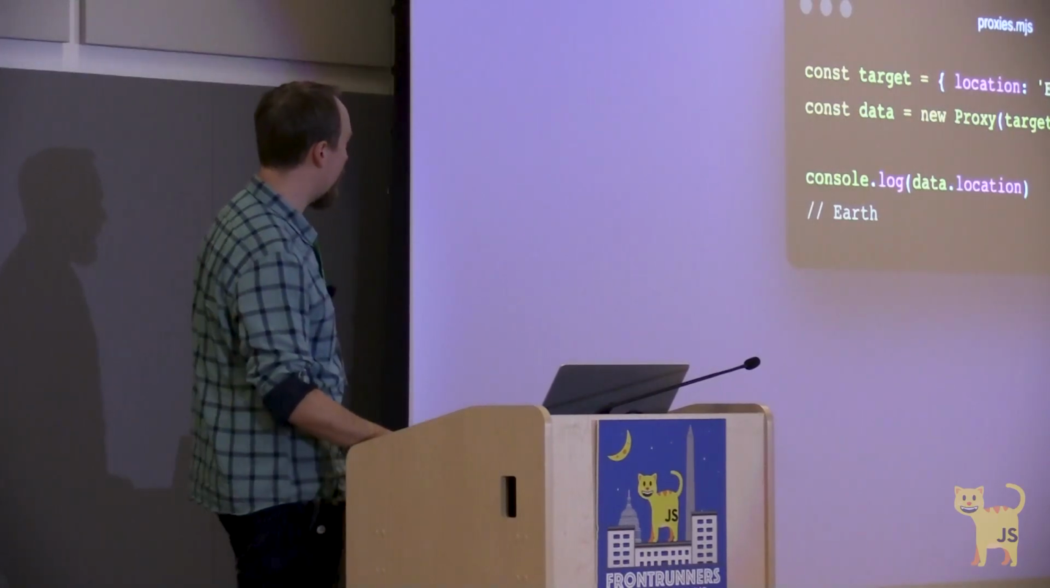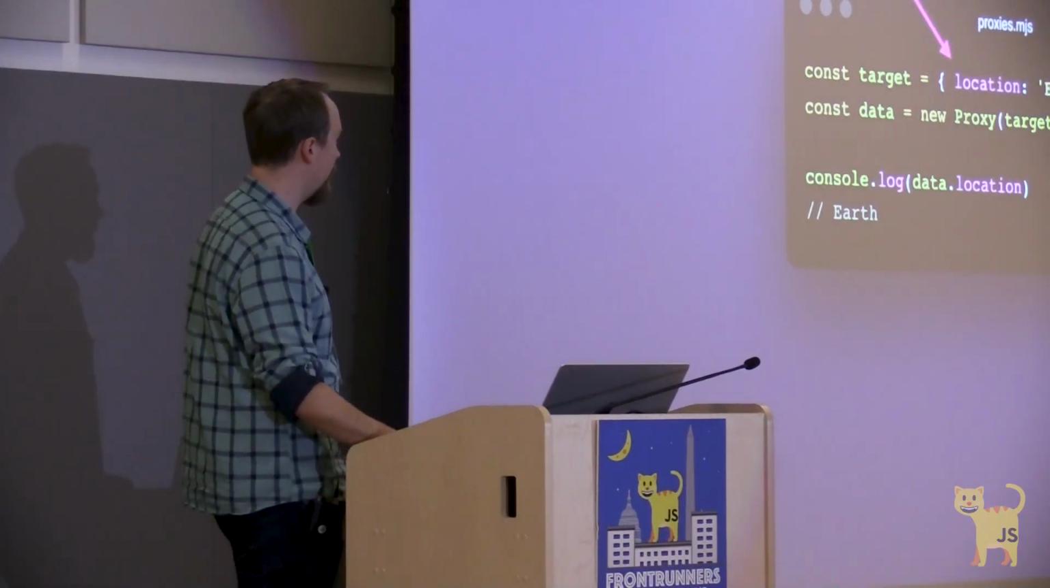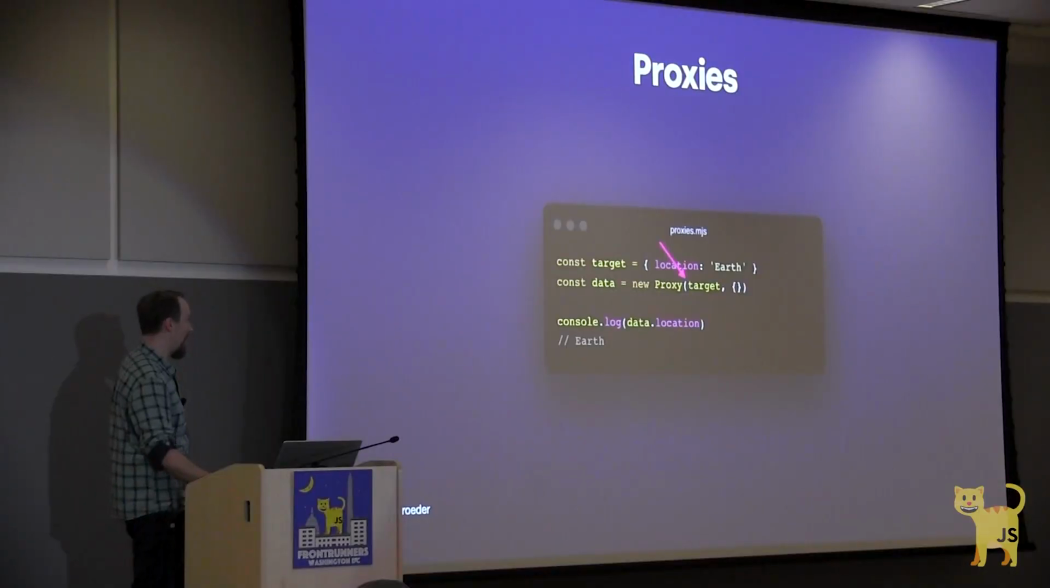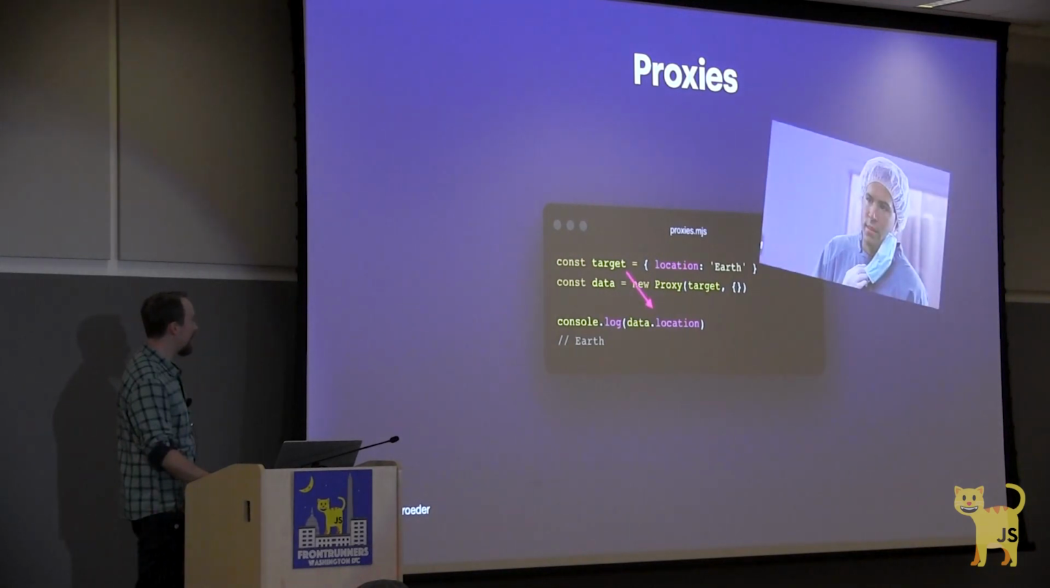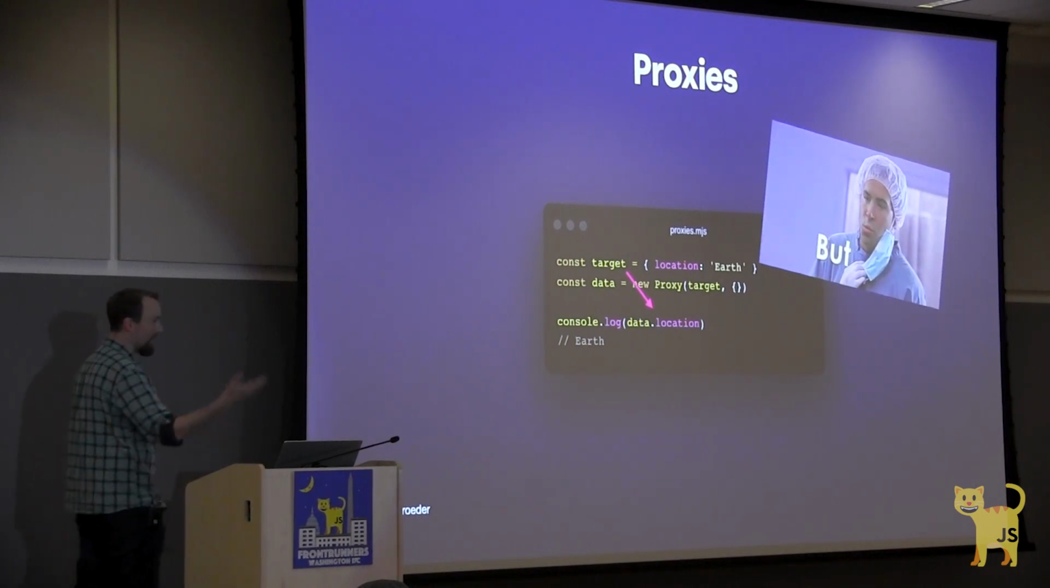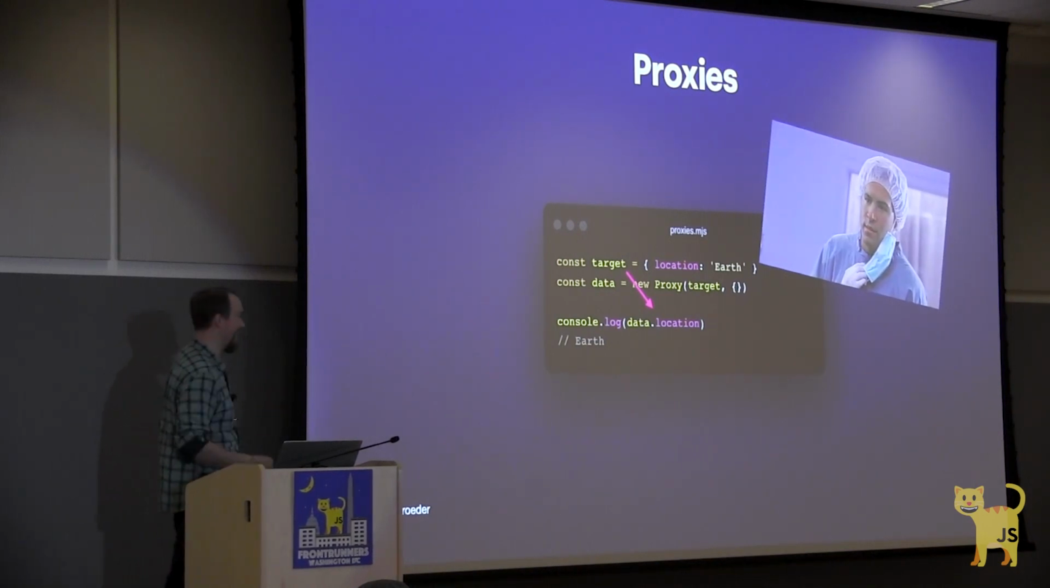Well, here I've got an object literal target with location Earth, and then a Proxy is a native feature of JavaScript where I just pass my object literal as the first argument. That's called the target. And then it gives me back some data, and I can console log that data location, and why.